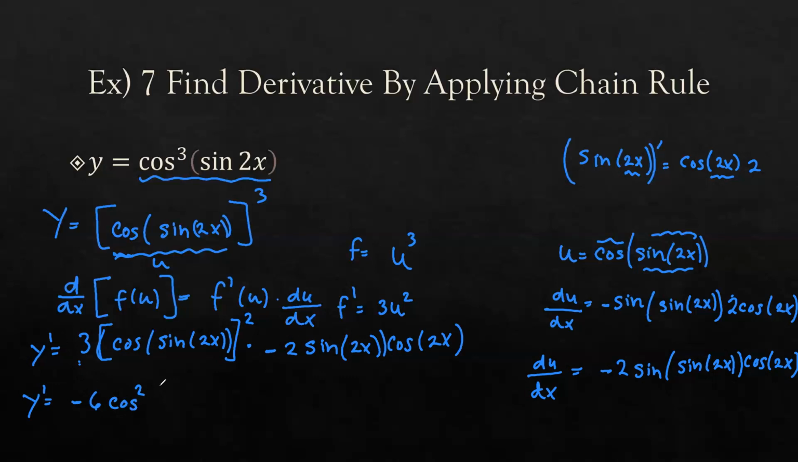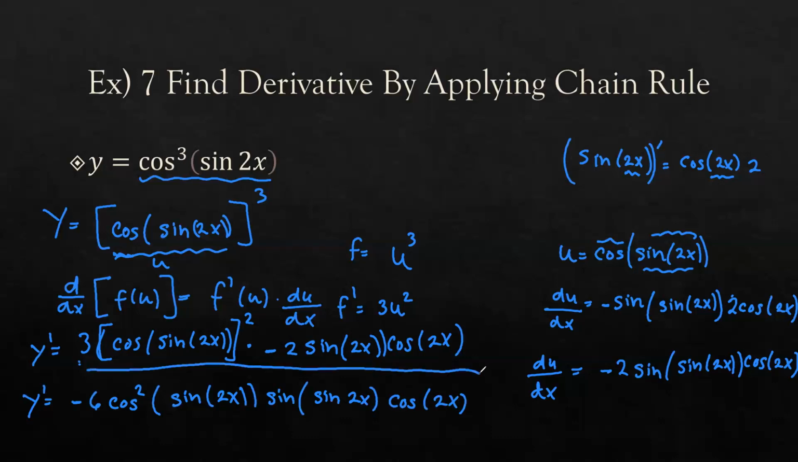So your final answer is negative 6 cosine squared of sine of 2x, sine of 2x, and then cosine of 2x. Okay, that was a long one, but we did it. Go ahead and press pause to write down the work if you're missing any steps. And the next video should be a quiz. Okay, I'm going to go now. Thank you. Bye-bye.